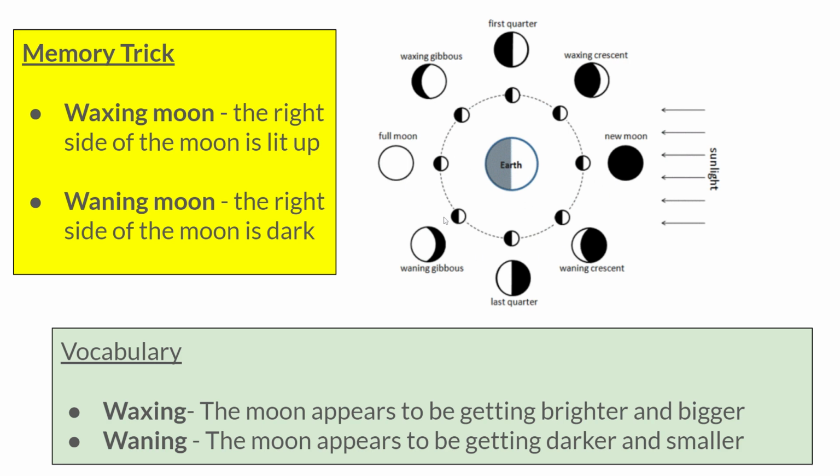So that's why from a full moon, it starts to get dark on the right side a little bit, and then half dark on the right side, and then mostly dark on the right side, and then fully dark new moon. So waxing is when the moon appears to be getting bigger and brighter on the right side, or the light is on the right side. And then waning is when the darkness is on the right side.